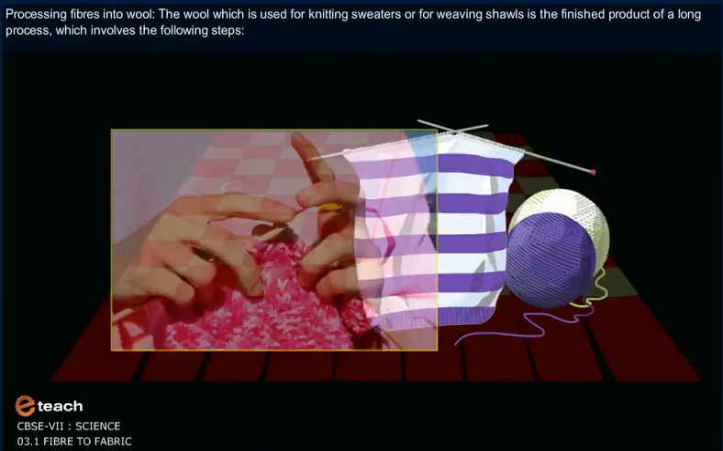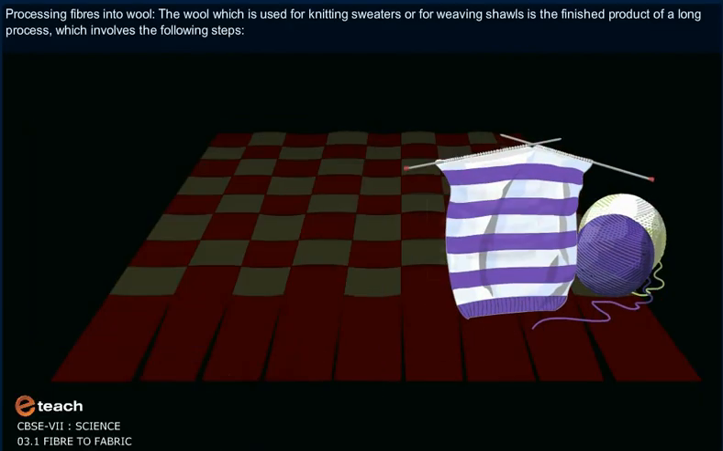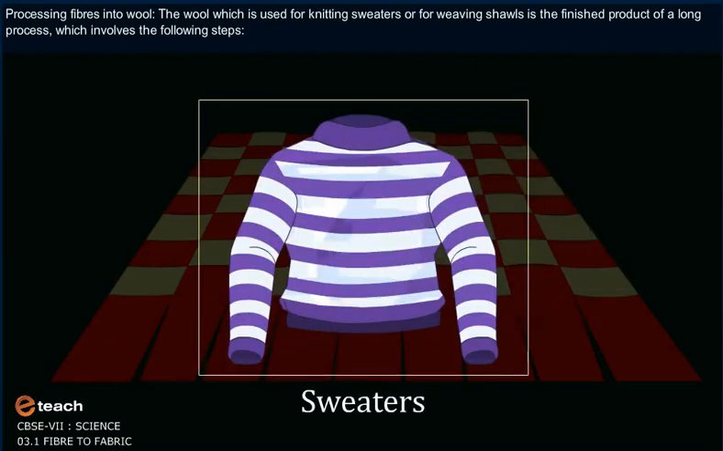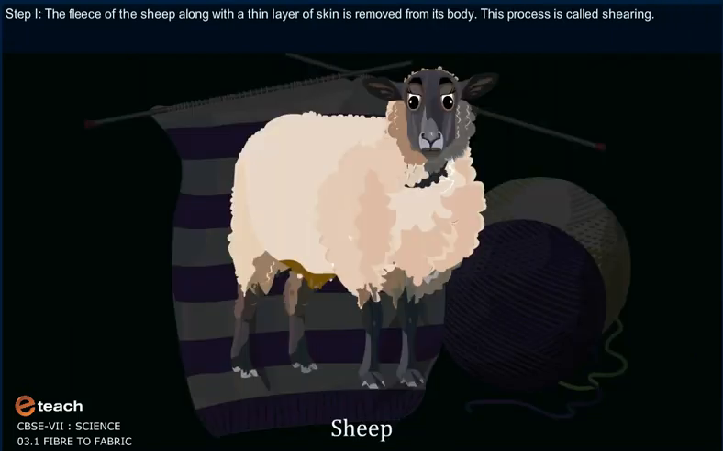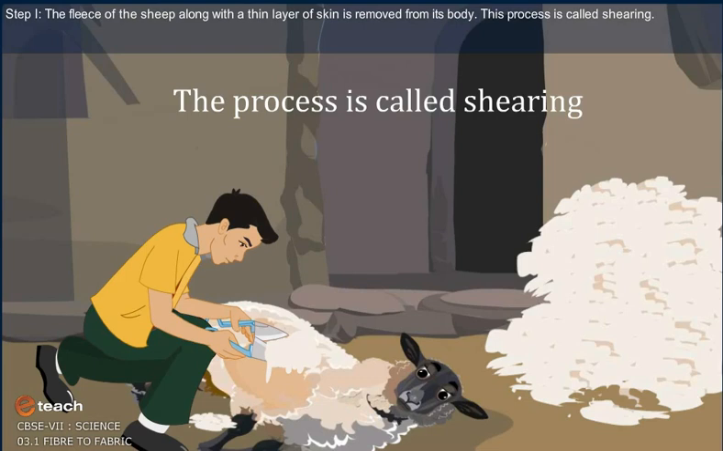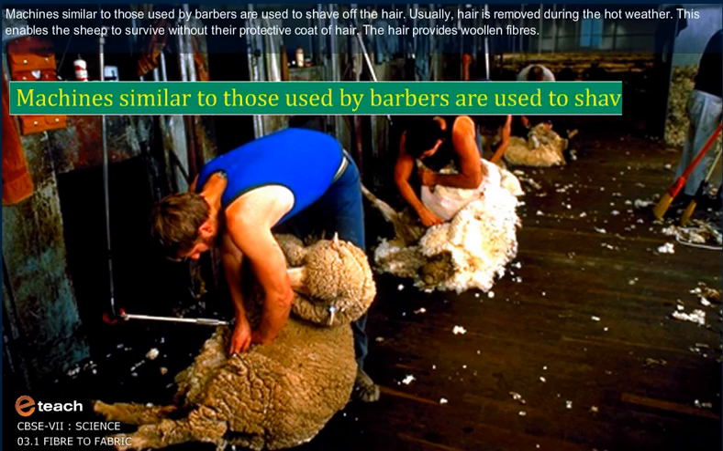Processing fibers into wool. The wool which is used for knitting sweaters or for weaving shawls is the finished product of a long process which involves the following steps. Step 1. The fleece of the sheep, along with a thin layer of skin, is removed from its body. This process is called shearing.